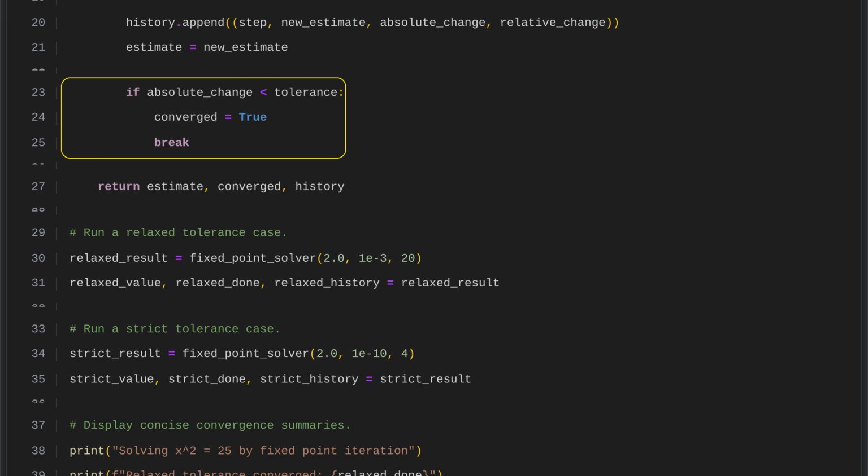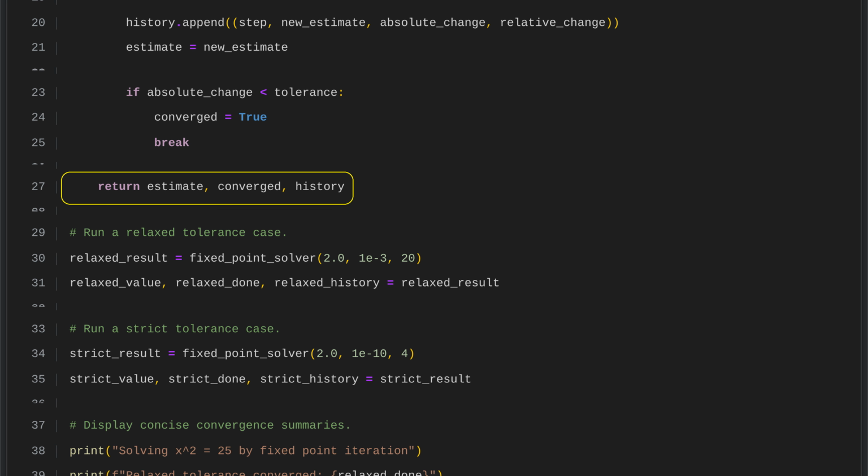The code checks whether the change between the new estimate and the current estimate is smaller than the chosen tolerance. If so, the solution is considered precise enough, and the solver marks that it has converged. It then exits the loop to avoid any unnecessary further calculations.